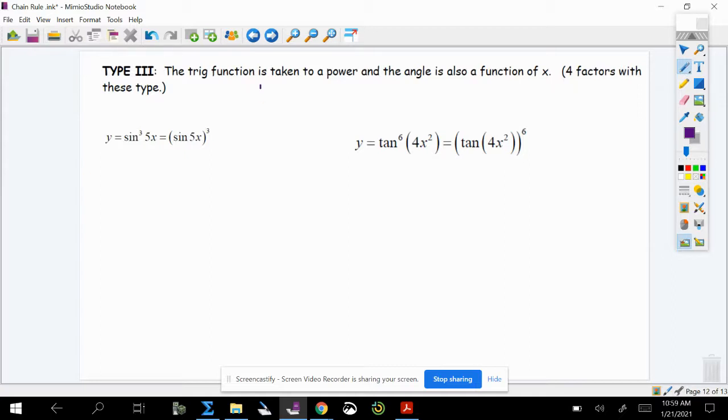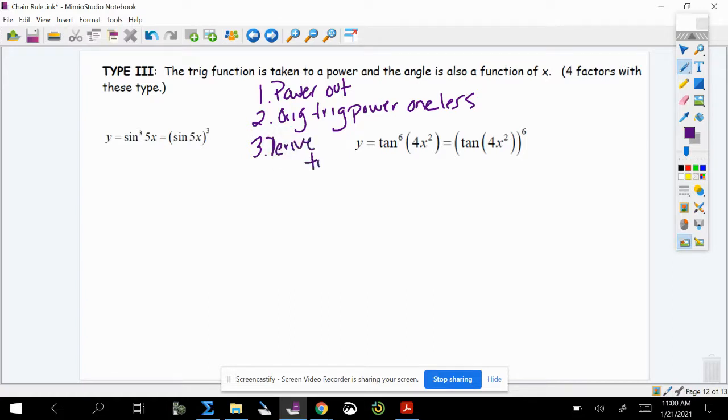So your first part to your answer is going to be your power out front. Second part to the answer, you're going to take your original trig to a power 1 less. Then you're going to take the derivative of your trig function. So if it started out as a sine, take the derivative of it. And then finally, that last layer is you need to derive the angle.